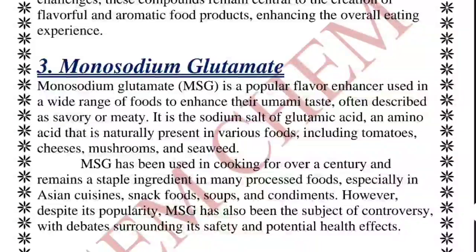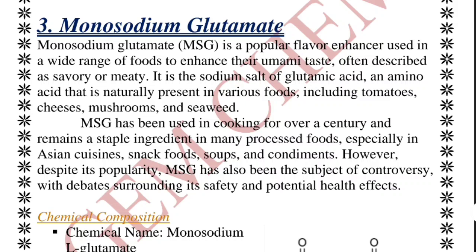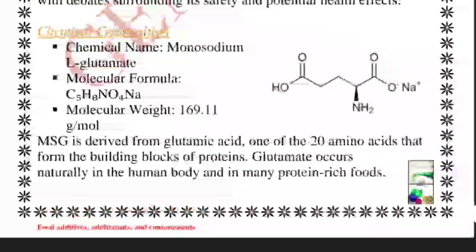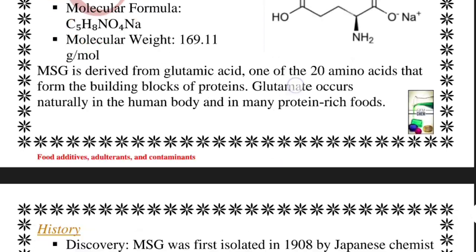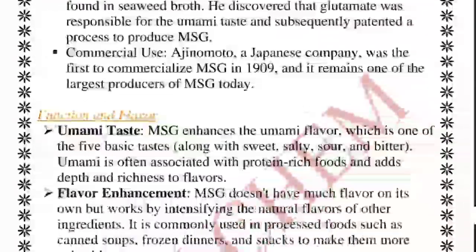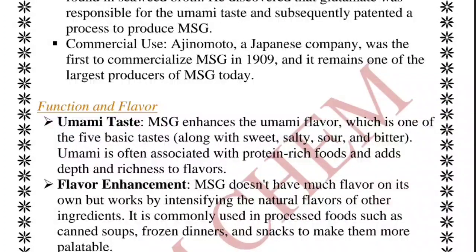Last we have monosodium glutamate. This is a popular flavor enhancer used in a wide range of products, with umami taste. It has been used in cooking for over a century. When we talk about its compound, it is monosodium L-glutamate and the molecular formula is provided. History is given, as well as function and flavor.